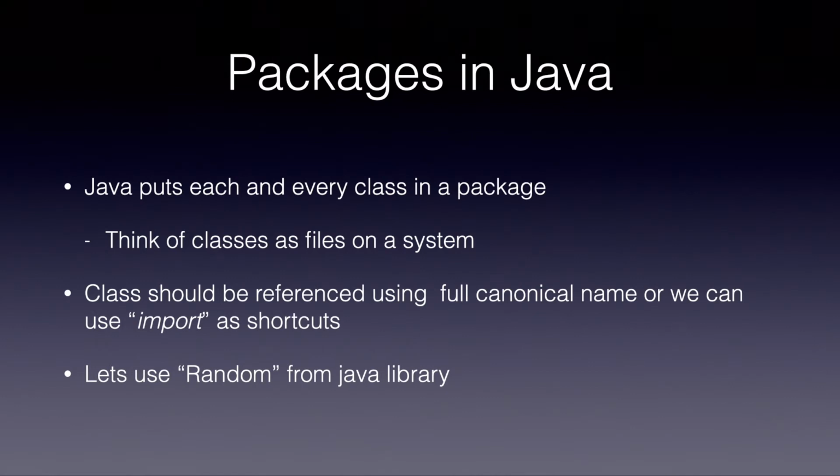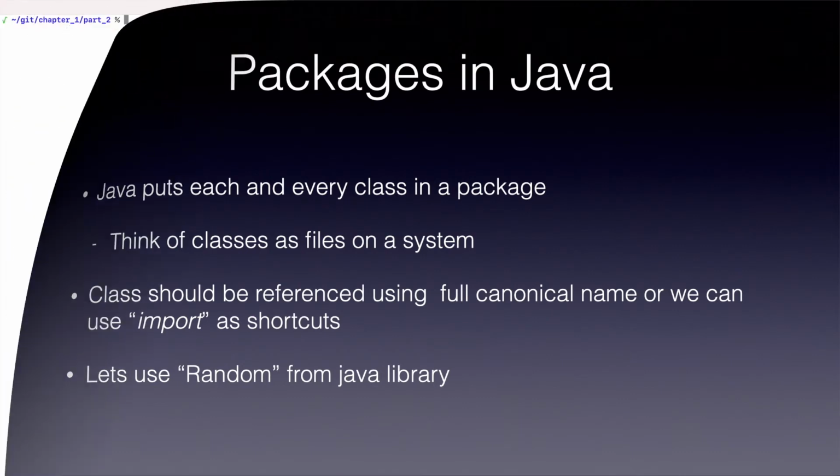Classes should be referenced using the full canonical name, or we can use imports, and then we can use the shortcut way of referencing a class. We will see an example. Let's use a class called Random, which is available in the Java library, so we don't have to write it. In the example, we wouldn't use the Random class, we will just declare it and see what error we get and how to resolve it.